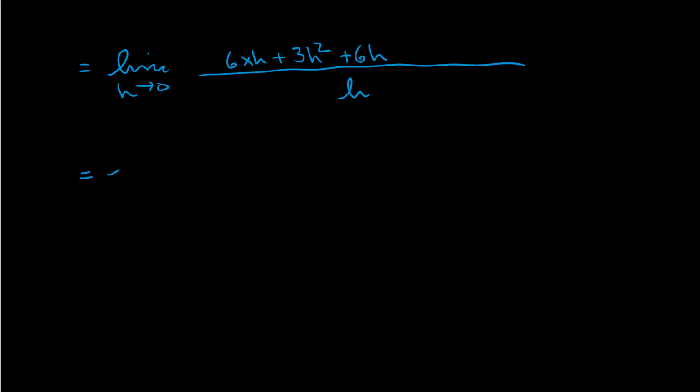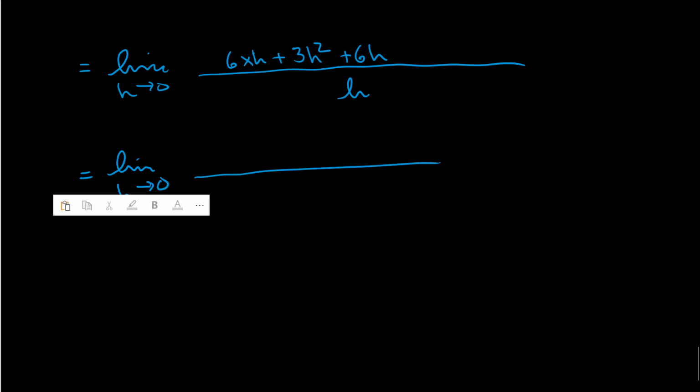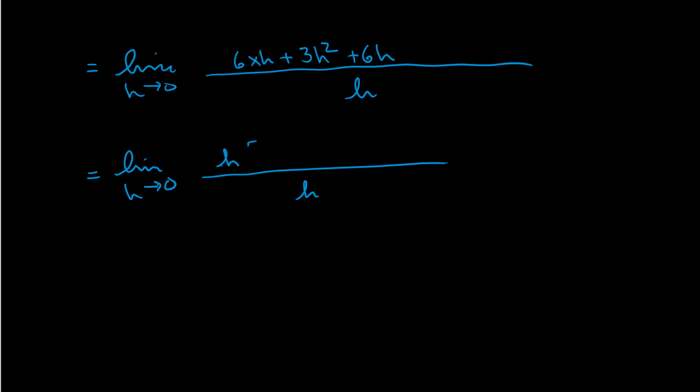So I can factor out an h, and I have this limit as h goes to 0. I'm going to have my h in the denominator. I'm going to have an h here times 6x plus 3h plus 6. At this point, I have an h in the numerator factored out that will cancel with the h in the denominator. This then allows me to rewrite this as the limit.